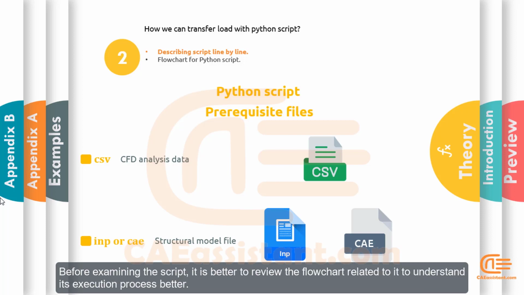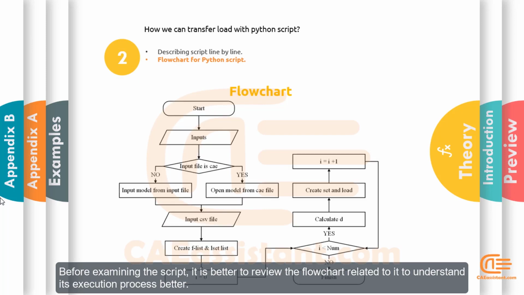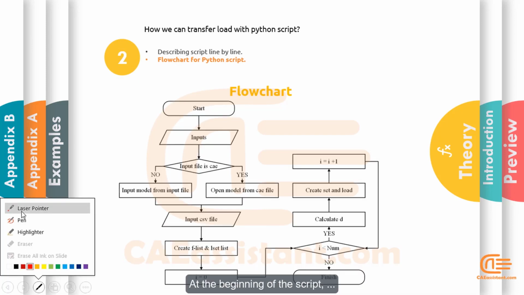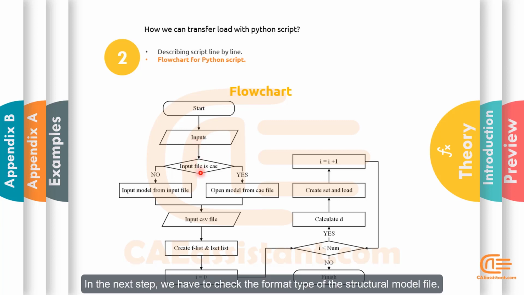Before examining the script, it is better to review the flowchart related to it to understand its execution process better. At the beginning of the script, we have to enter all the required parameters, including the path of the structural model, the path of the directory where the new file is saved, and the structural model file format. In the next step, we have to check the format type of the structural model file.